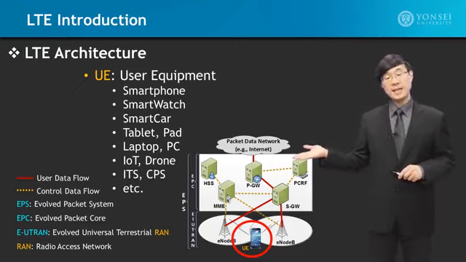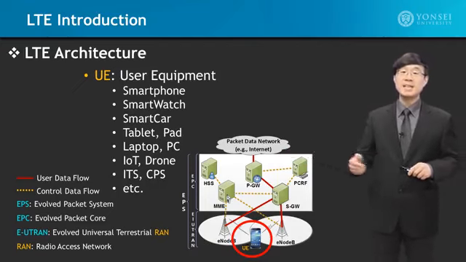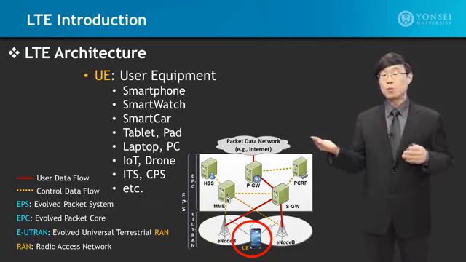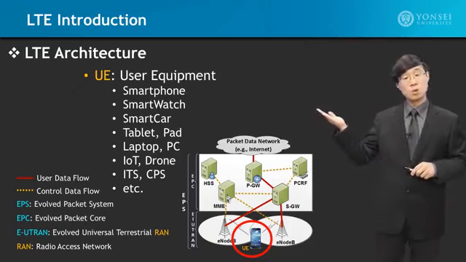Then for ITS, Intelligent Transportation Systems, as well as CPS, Cyber Physical Systems. In ITS, Intelligent Transportation Systems, there's the onboard unit and the roadside unit devices. And these are the devices that definitely would qualify as user equipment of the LTE network.